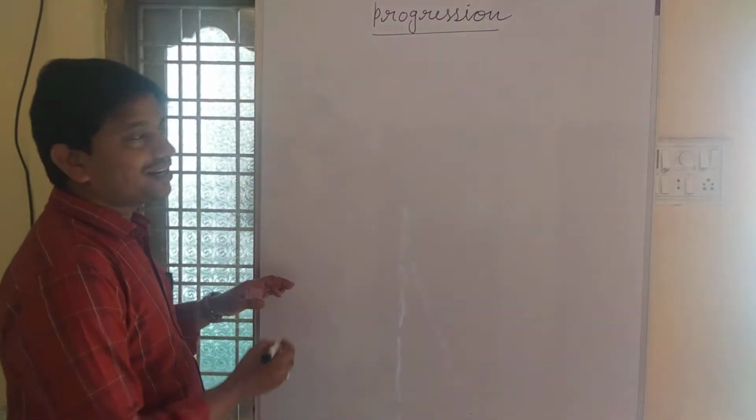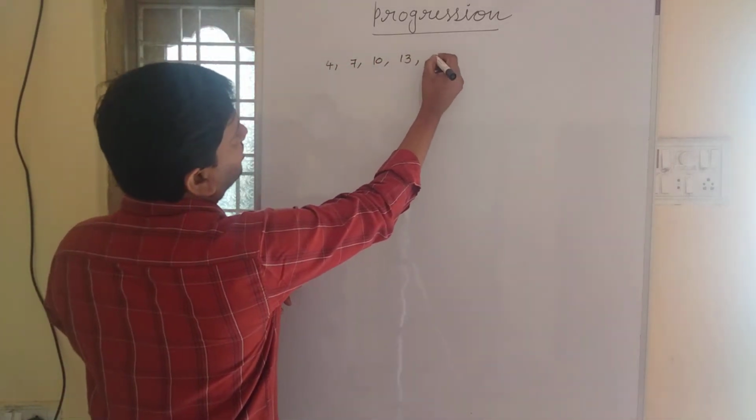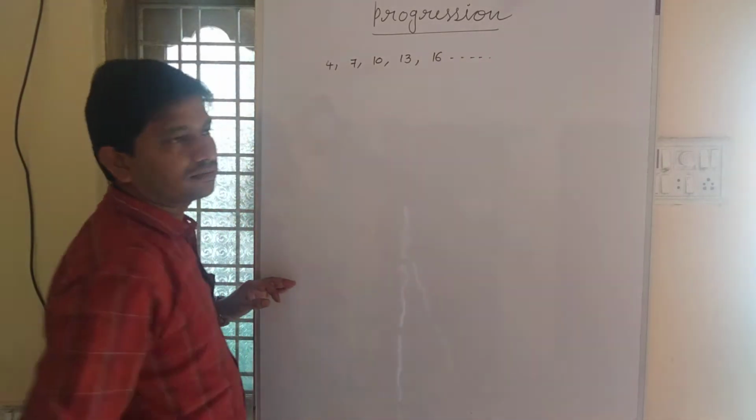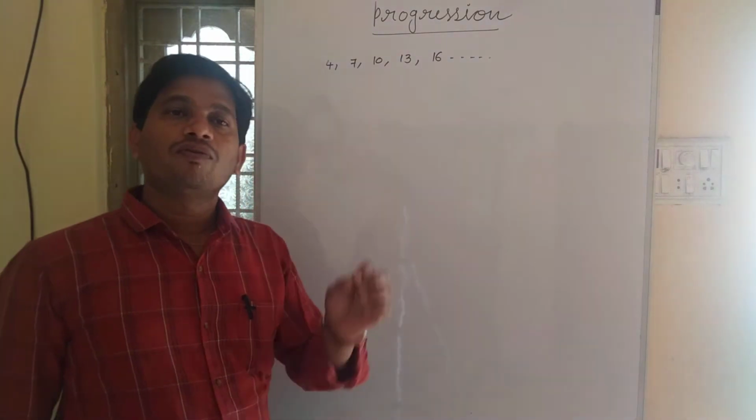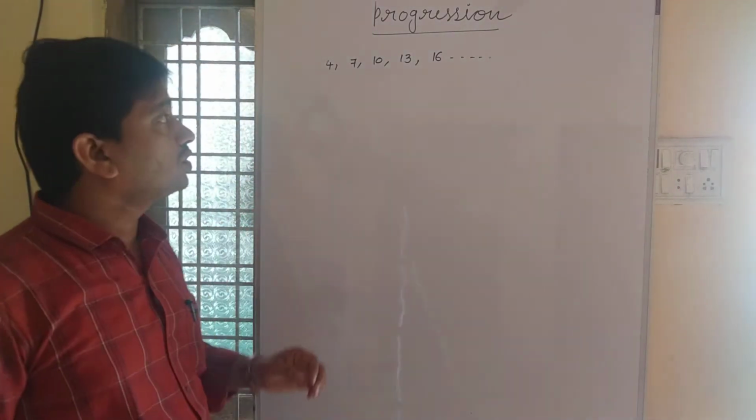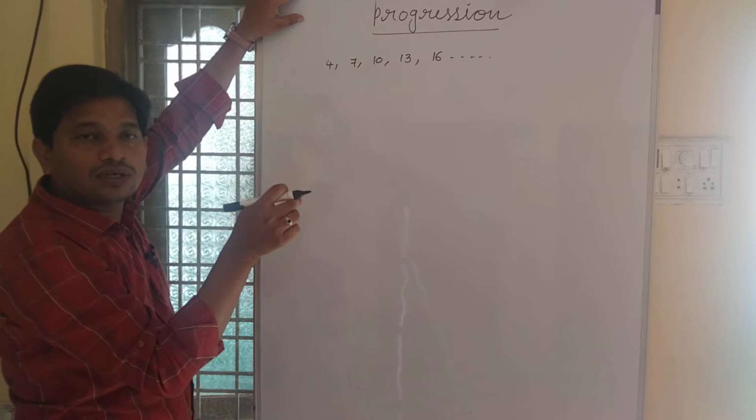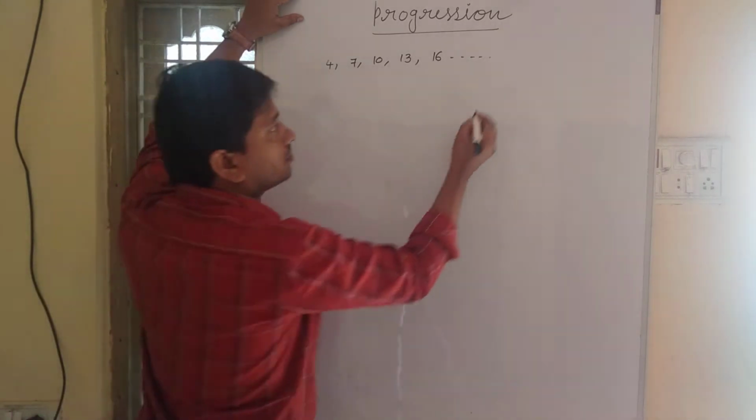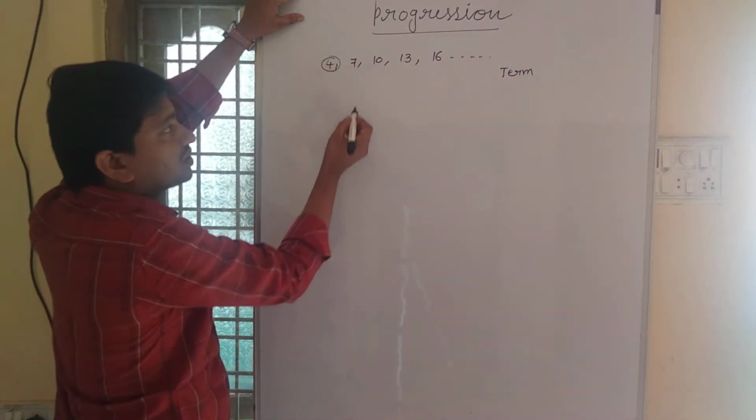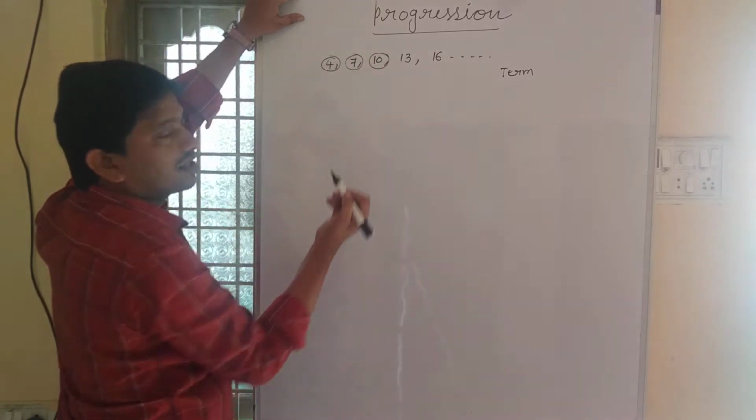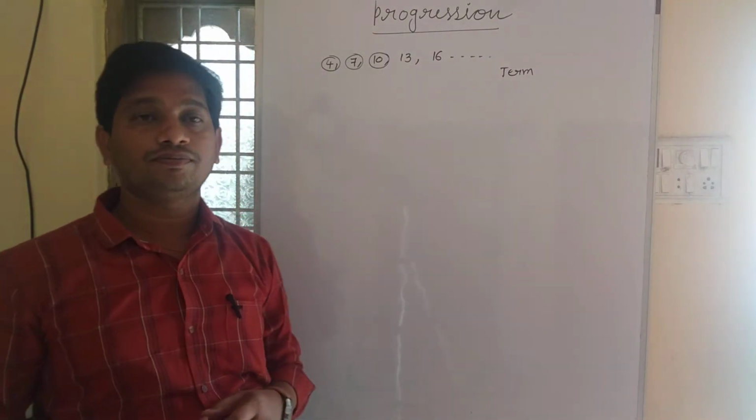Today's session is about progressions. Consider the following pattern: 4, 7, 10, 13, 16 and so on. A pattern, which is nothing but a set of numbers, follows some rule. In this pattern, each and every number is called a term. For example, 4 is one term, 7 is another term, and 10 is another term. Every number in the pattern is called a term, right?